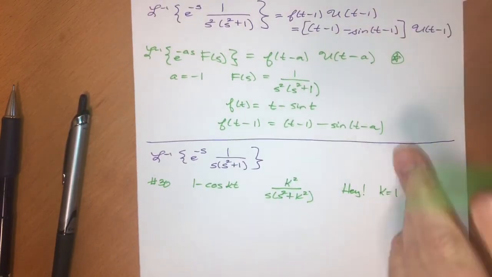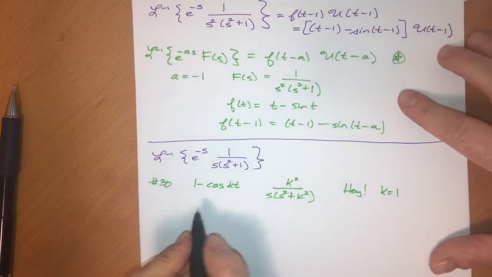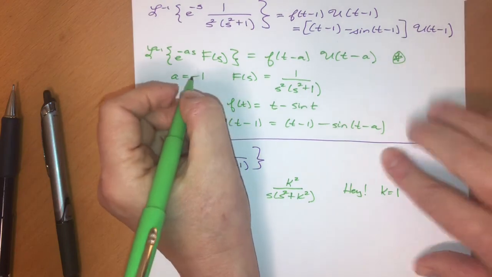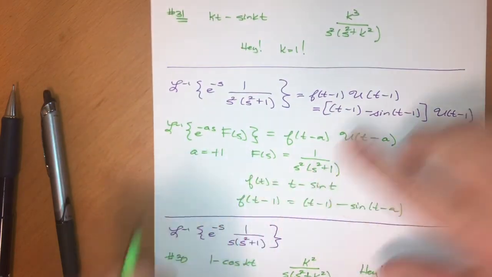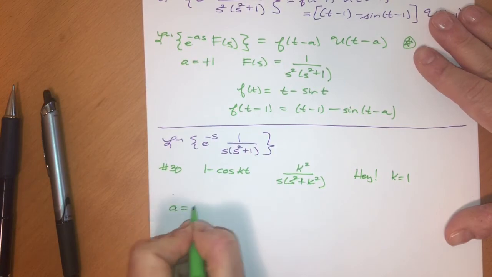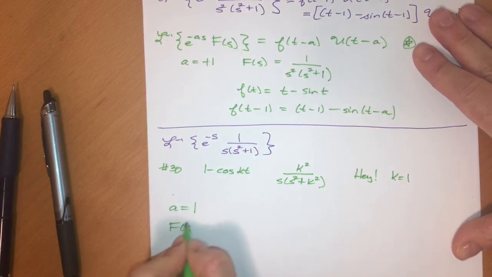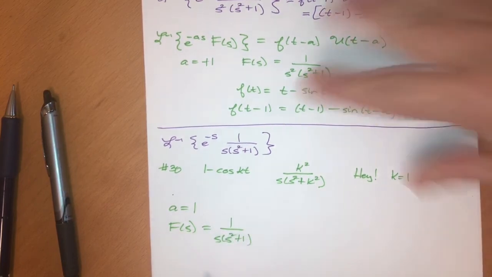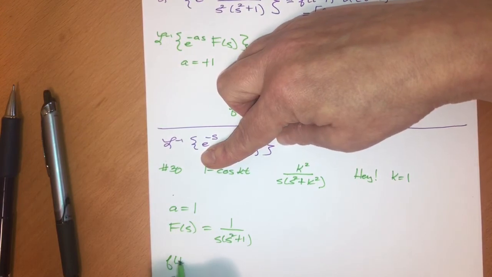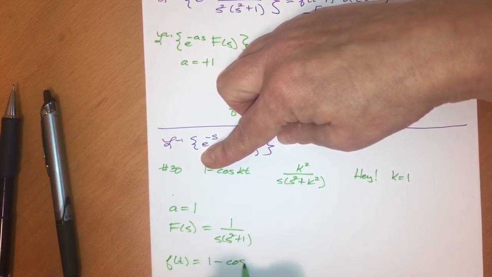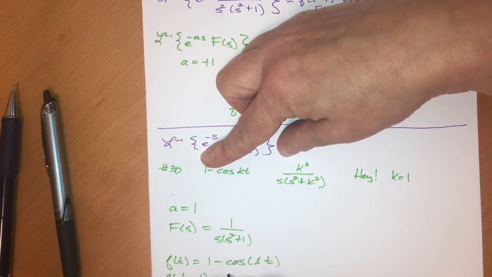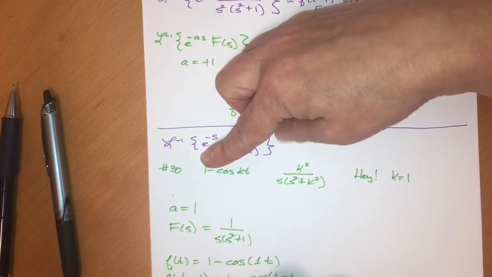But now we are going to put those two observations together here. So my A is, wait, did I say my A was 1? Up here, that's a lie. A is positive 1. A here is 1. Our f of s is 1 over s times s squared plus 1. So using formula 30, little f of t is 1 minus cosine of 1 times t. So f of t minus 1 is 1 minus cosine of t minus 1.